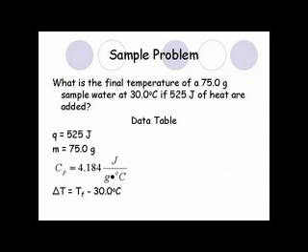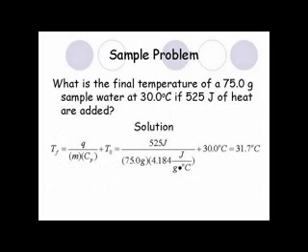So first of all we write our data table. Q is equal to 525 joules. Our mass is 75 grams. Our specific heat of water is the well-known 4.184 joules per gram times degrees Celsius. And finally our change in temperature is TF minus 30.0 degrees Celsius.